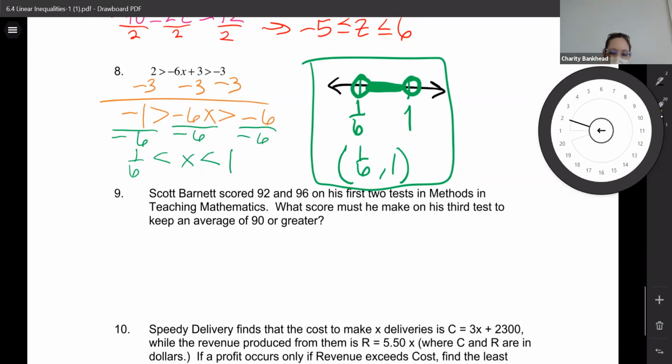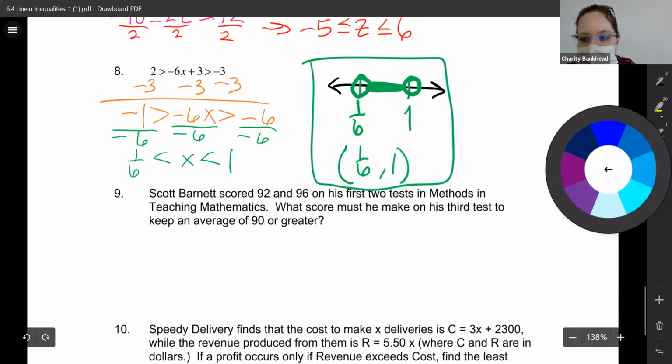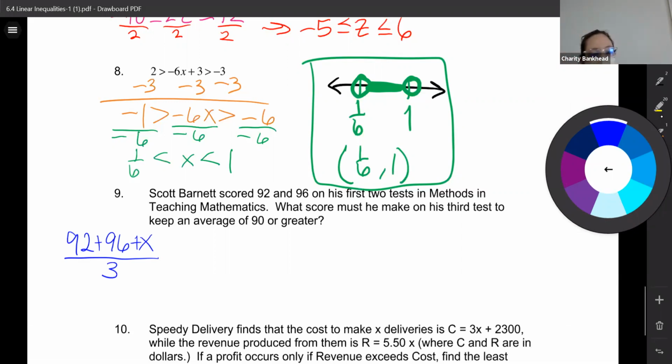Okay. Number 9 says, Scott Barnett scored 92 and 96 on his first 2 tests in methods in teaching mathematics. What score must he make on his 3rd test to keep an average of 90 or greater? Okay, so we're going to say that X would represent his 3rd test score. So then his average would be 92 plus 96 plus X, all divided by 3. So that would represent his average. And we want it to be 90 or more. So we want it to be greater than or equal to 90.